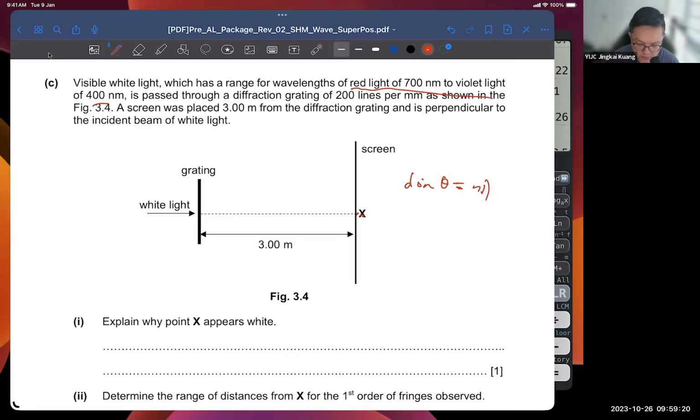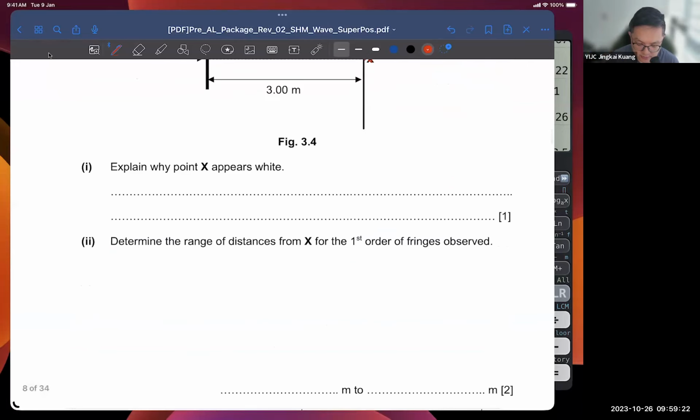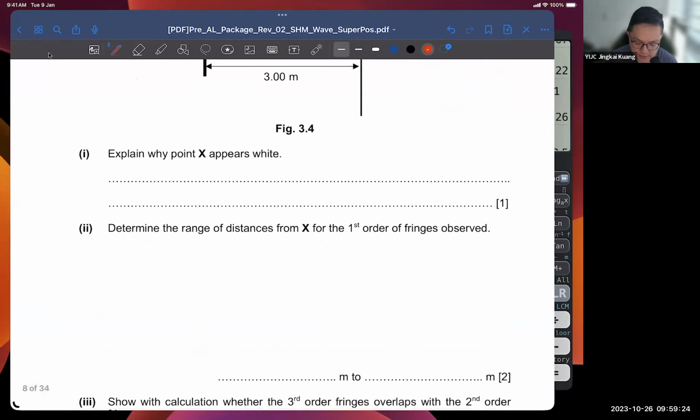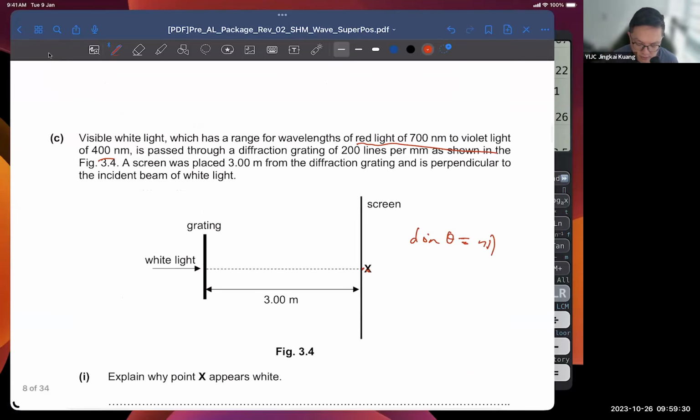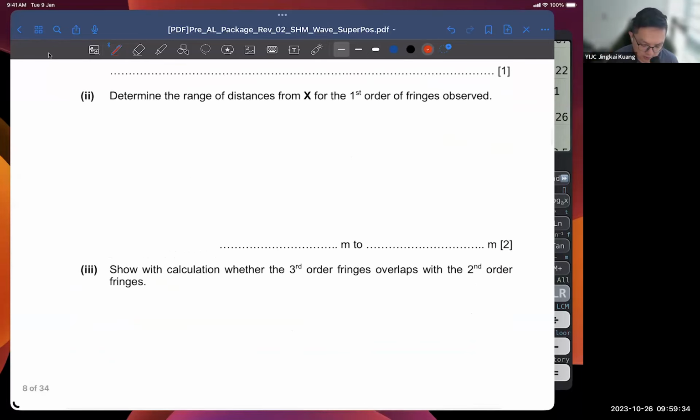Okay, determine the range of distances from x for the first order observed. So for this one, I'm not going to do it, I think it's quite straightforward. The only thing here, this is 200 lines per millimeter, right? So your d here is 1/200 times 1000. Be careful of that. Okay. Range of distances from x.